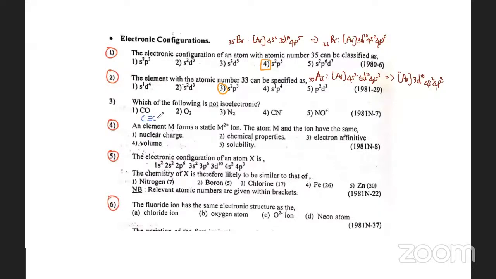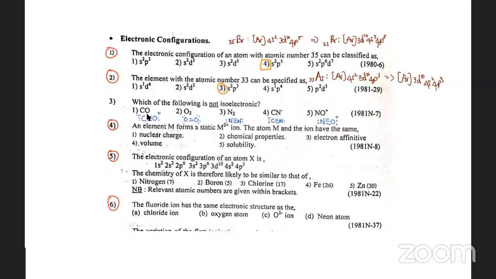Now, carbon dioxide structure looks like this. You don't know this yet, huh? We'll learn about this. Oxygen structure looks like this. N2 structure, it looks like this. CN minus. NO plus, it looks like this. So which one do you think is not isoelectronic?